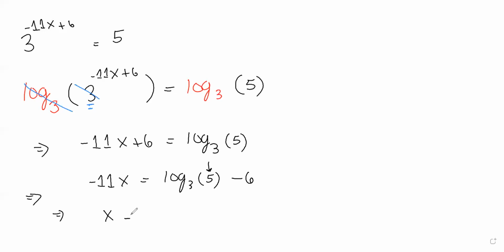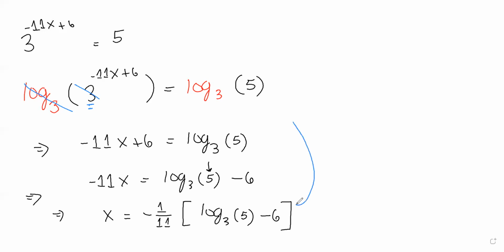This becomes x equals negative 1 over 11 log base 3 of 5 minus 6. Again, we recognize that form. It looks very similar to the solution we achieved using the other method, such as a common logarithm. Again, this is a consequence of the change of base formula.